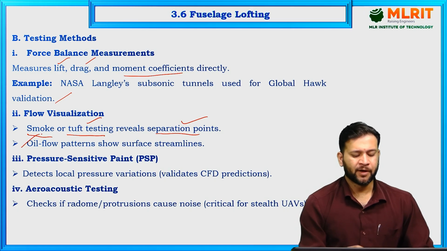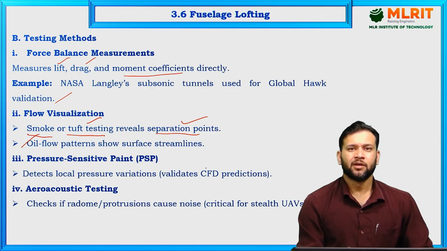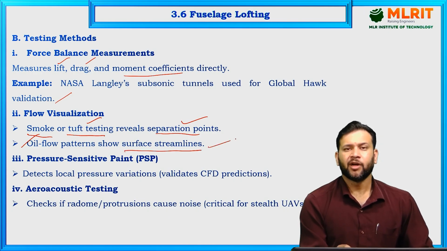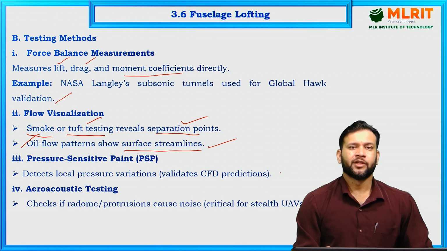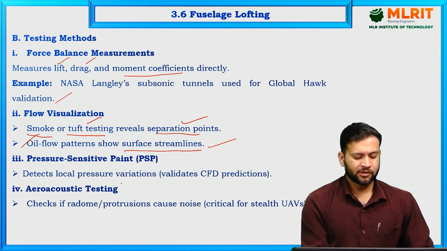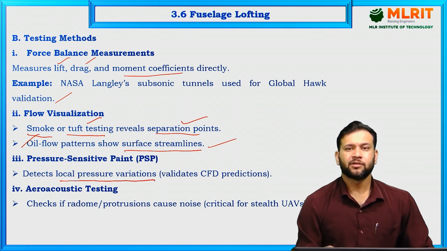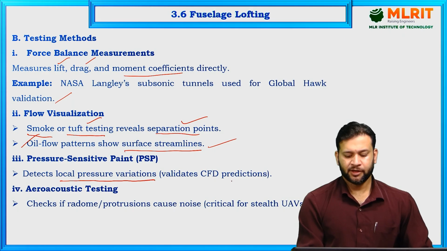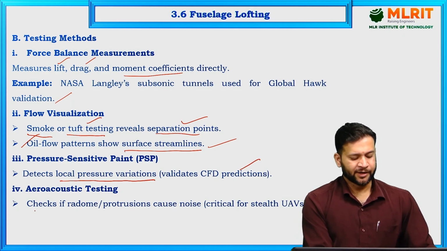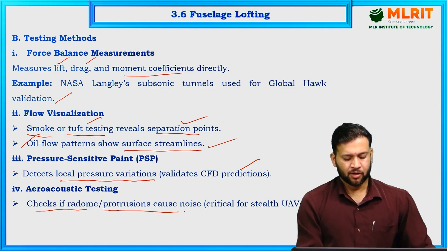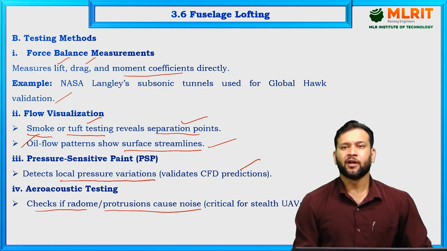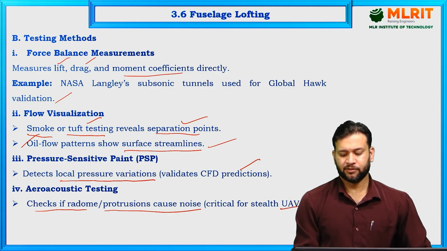Then oil flow patterns, showing how the surface has streamlined flows. Then PSP, pressure-sensitive paint testing, which detects local pressure variations and validates CFD predictions. Then aeroacoustic testing, which checks if the radome causes any noise, which is critical for stealth unmanned air vehicles.